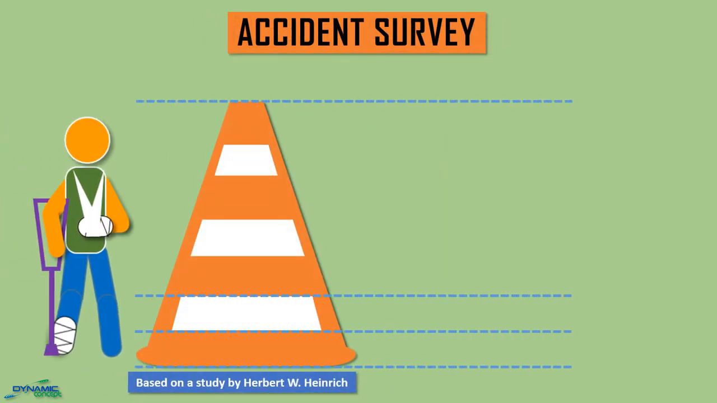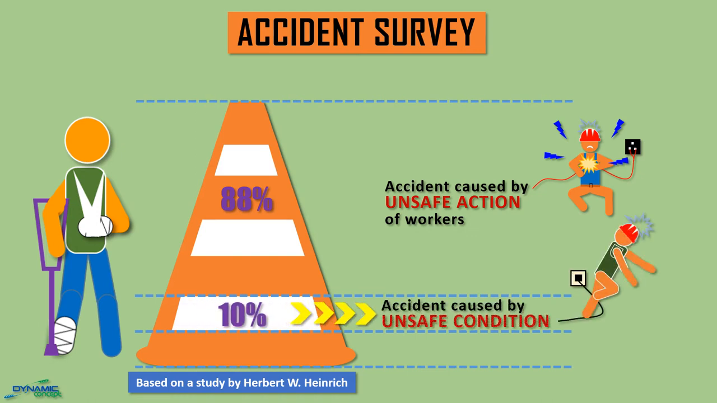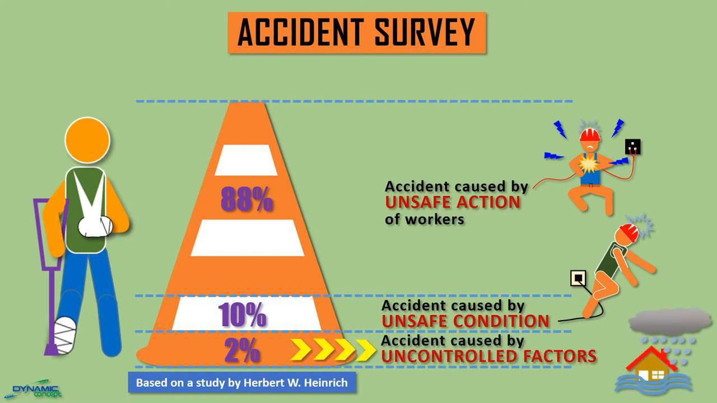Studies by Heinrich show that 88% of all accidents are caused by unsafe action or unsafe practices, such as reaching into a running machine, operating a machine without guards, using defective tools or equipment, or horseplay during work. 10% are caused by unsafe conditions, such as poor housekeeping, improper storage, defective or broken equipment, machine with no guards, and so on. However, unsafe condition exists as a result of personal action of a person. And only 2% are caused by uncontrolled factors or act of nature.